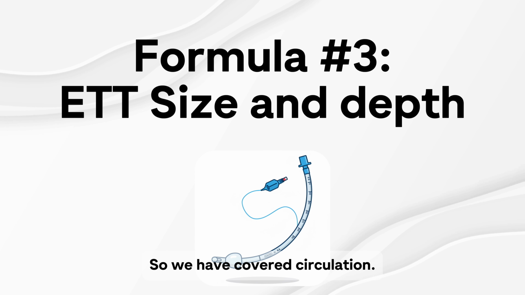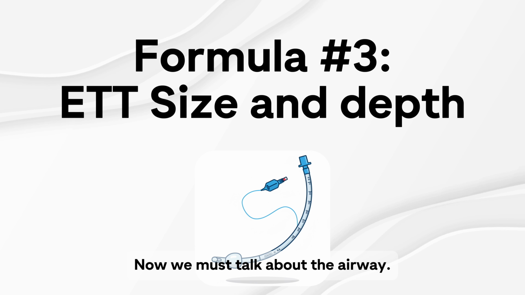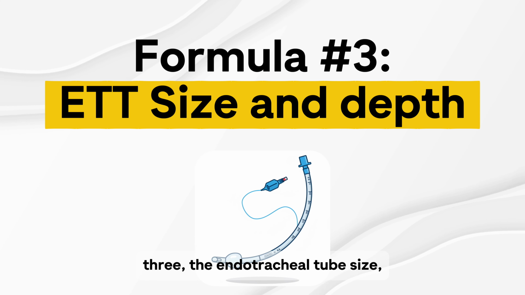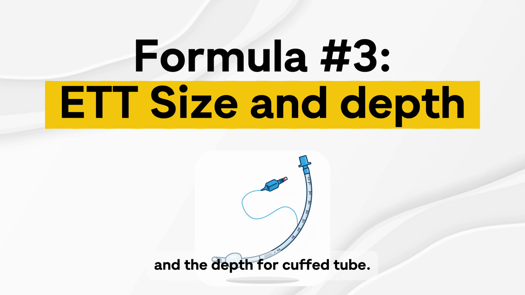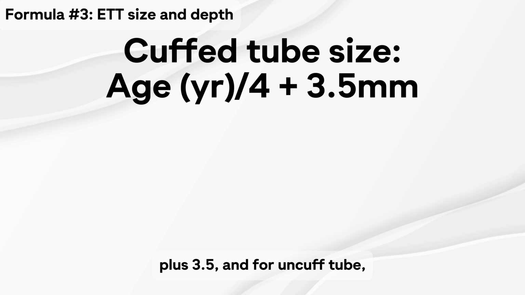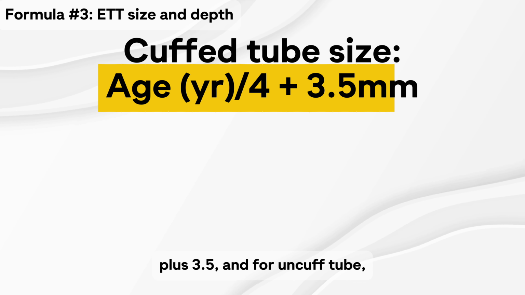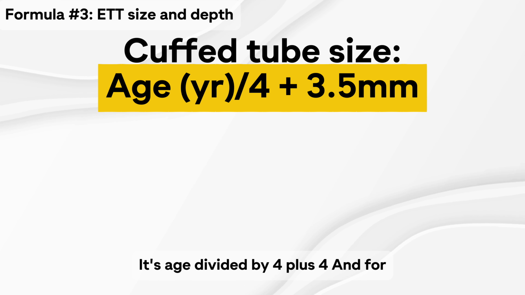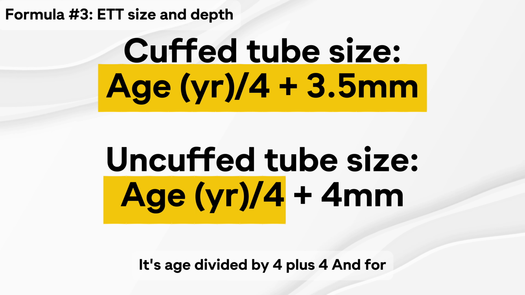Formula number 3. So we have covered circulation. Now we must talk about the airway. This brings us to formula number 3, the endotracheal tube size and the depth. For cuffed tube, the formula is H divided by 4 plus 3.5. And for uncuffed tube, the size is slightly larger. It's H divided by 4 plus 4.